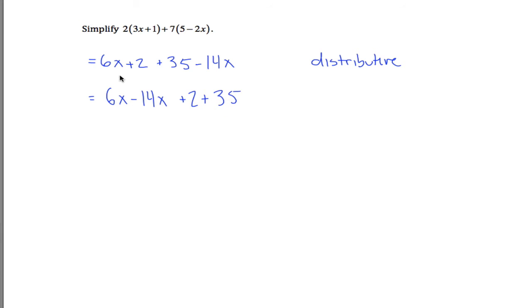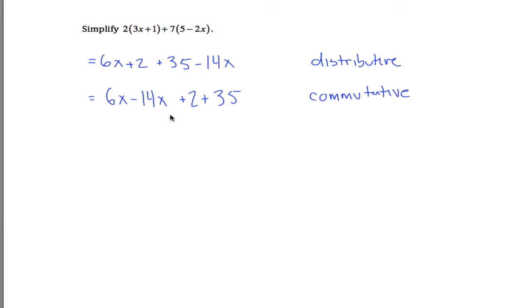But since we're still learning at this point, I want to really justify the steps. So what I'm going to do is think about this as adding 4 terms together: 6x, 2, 35, and negative 14x. And when you're adding terms together, the order that you write them doesn't make a difference. Specifically, it's the commutative property that tells me that I can add in any order that I want. So instead of 6x plus 2 plus 35 plus negative 14x, I can think about it as 6x plus negative 14x plus 2 plus 35.